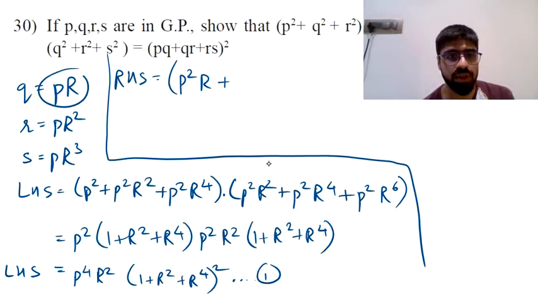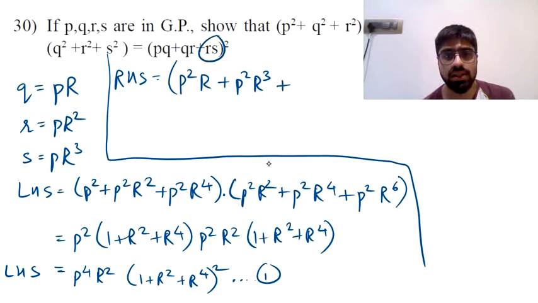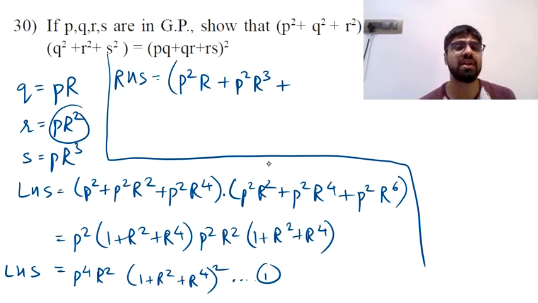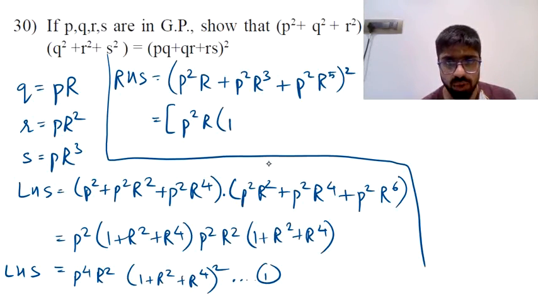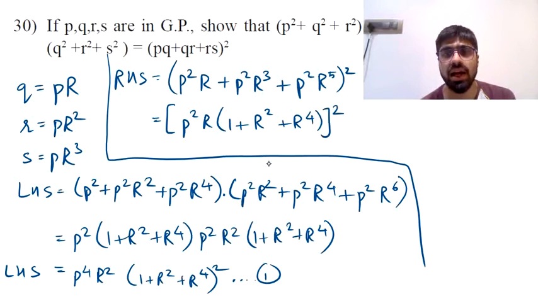So Q into R will be this multiplied by this, that makes it P square R power 3, plus RS. RS will be this multiplied by this, that makes it P square R power 5, and the whole square. Now from all these terms you can pull out a P square R common. So we are having P square R coming out common. Then we have 1 plus R square plus R power 4 left inside the bracket, and we have square of the entire term.